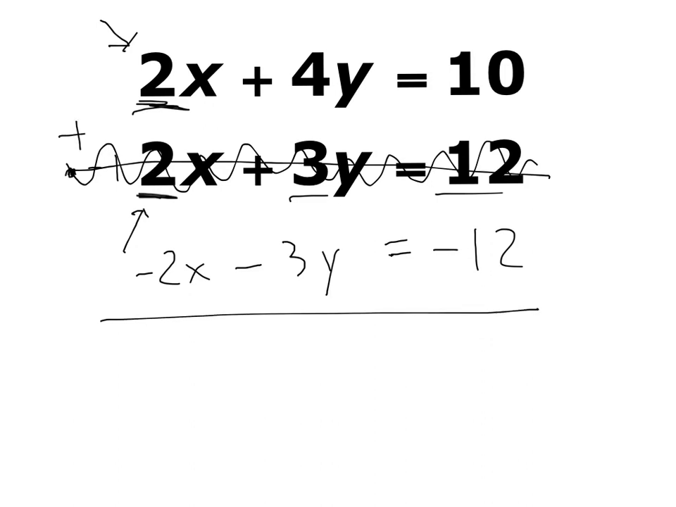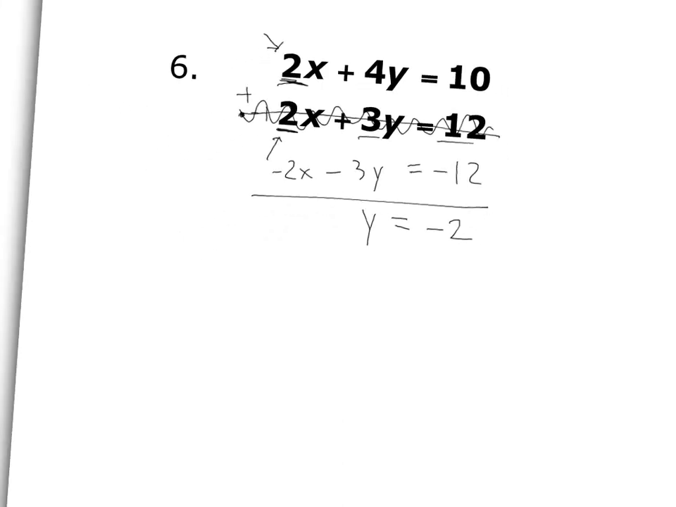Okay, so we have 2x and we're going to add negative 2x, that cancels them out. If you have 4y's and you add negative 3y, that just gives you y. And if you add 10 and negative 12, that gives you negative 2. So that did our job really easily. We've now found y, and we need to go ahead and plug that guy in.